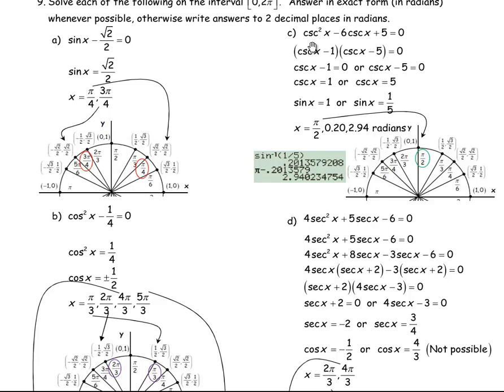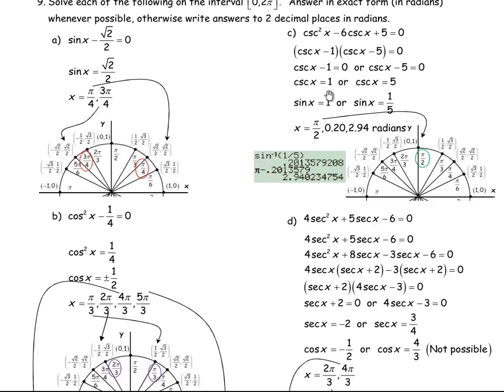So it's really not much different than factoring x squared minus 6x plus 5. We still need to find two things that add to negative 6 and multiply to 5, which would be negative 1 and negative 5. So this should factor into (cosecant x minus 1) and (cosecant x minus 5). If I set this equal to 0 and solve, cosecant x would equal 1. If I set this equal to 0 and bring the 5 over, cosecant x equals 5.